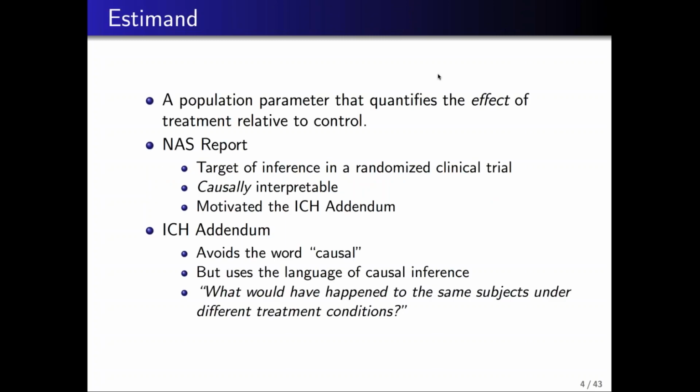So what's an estimand? An estimand is a population parameter that quantifies the effect of treatment relative to control. In the National Academy report, there's a section on estimands where it is discussed as a target of inference in a randomized clinical trial. It's a quantity that's causally interpreted, and I think it was part of the motivation for the new ICH addendum. The ICH addendum specifically avoids the word causal, but it uses the language of causal inference. For example, it uses a phrase such as, what would have happened to the same subjects under different treatment conditions? And that's exactly the language of causal inference. So while they don't use the word causal, they're clearly thinking about causal inference.